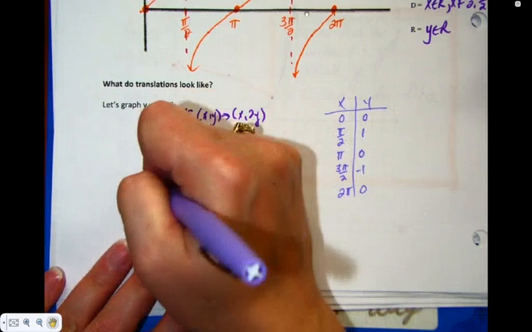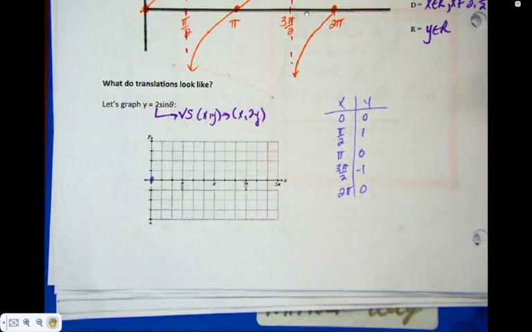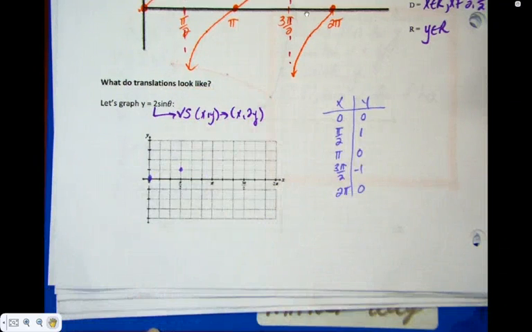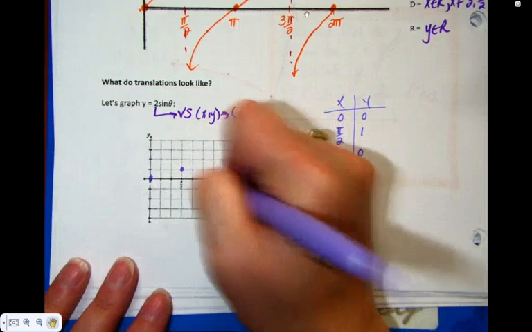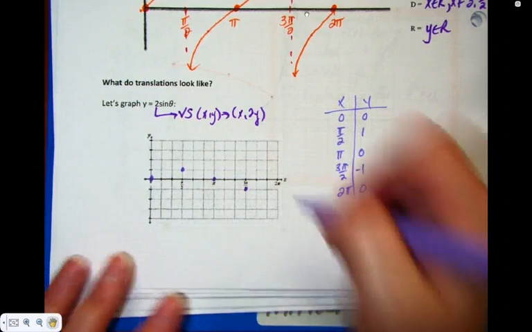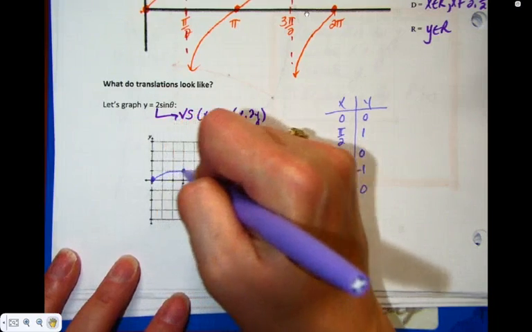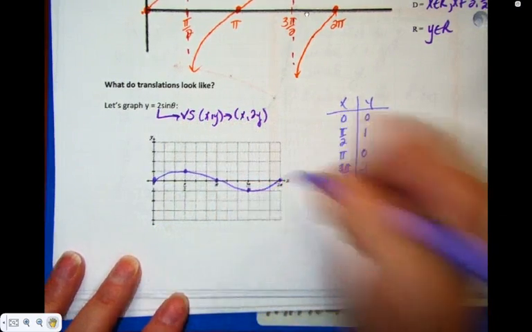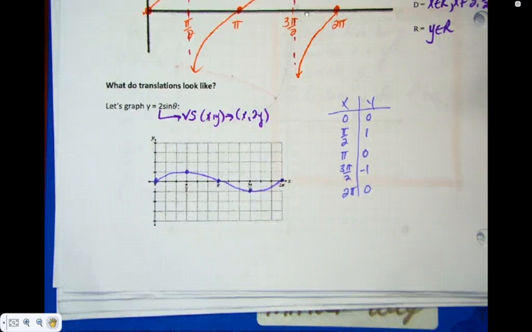Okay, so base graph: 0, 0. Pi on 2 is 1 up. Pi is back to 0. 3 pi on 2 is 1 down, and 2 pi is 0. Again, just to repeat, all we've done is just add new base graphs. This one happens to be sine. Grabbing my red pen, because this will be our last graph now, we've got to do our vertical stretch.